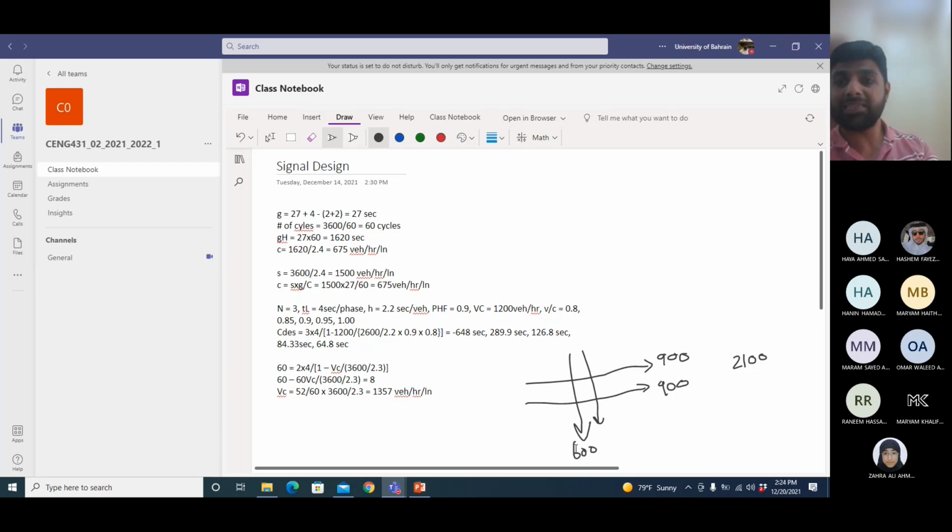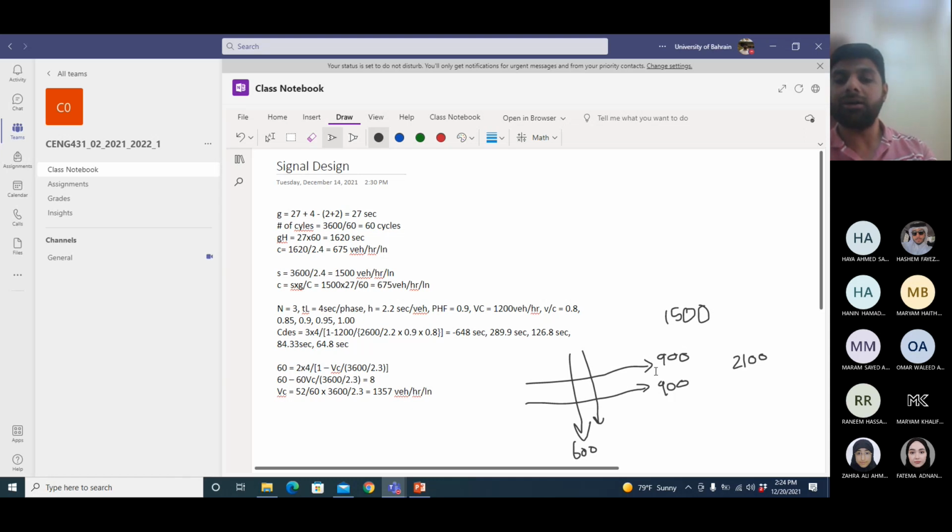So 600 in each lane in north-south and 900 in each lane in east-west. So 6 plus 9 means 1500. So total per lane volume for both directions is now 1500. Can my signal handle that much? The answer is still no. It is still more than 1357. So I need to break it down a little bit more, but I'm very close.